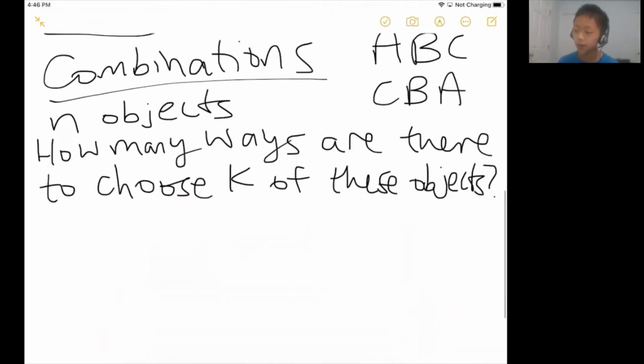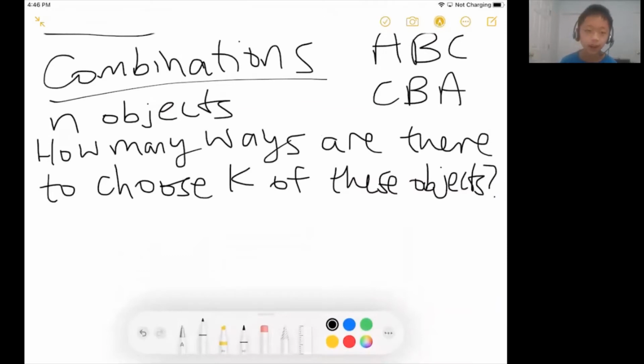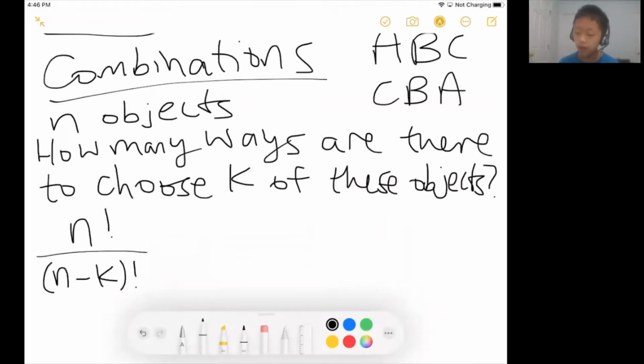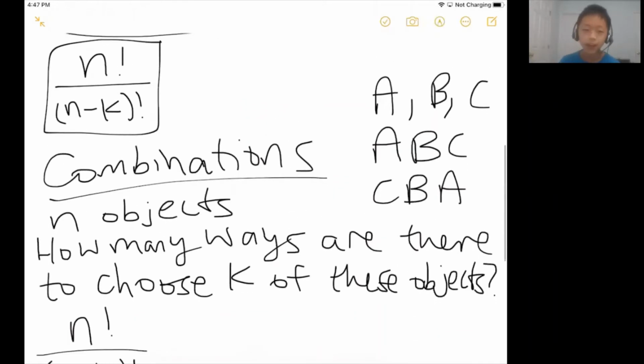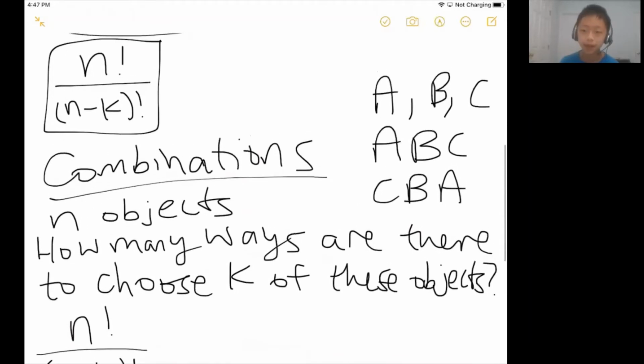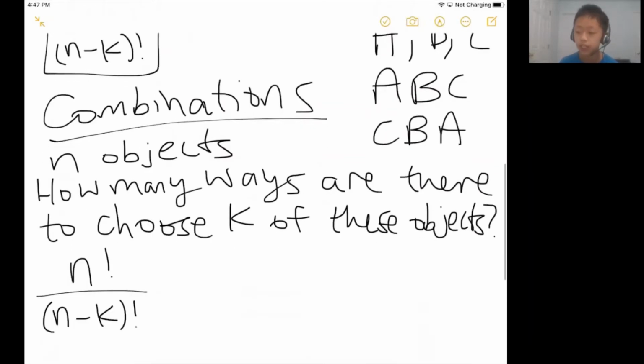So how we could do this is, we know that there are n factorial divided by n minus k factorial ways to arrange these objects if the order does matter. This is what we just found in the box up here. This is the number of ways to select k of these objects from the total of n and arrange them in a line where the order matters. So this is the permutations.